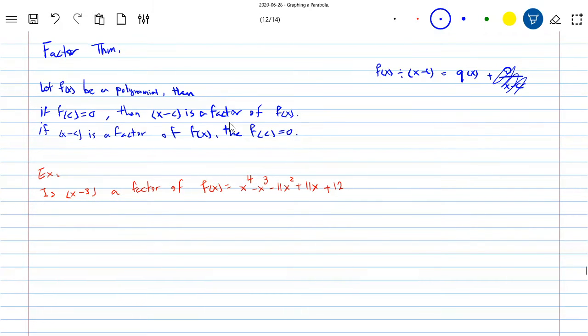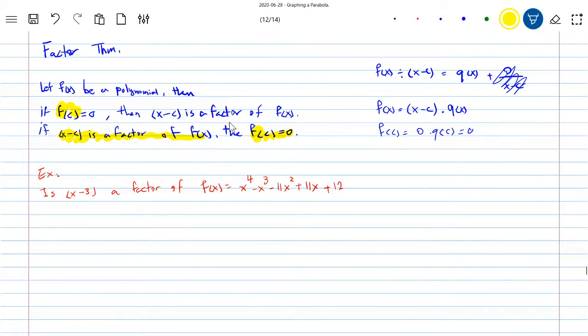So if there is no remainder, you can write the polynomial as a product of x minus c with some other polynomial, q of x. Now if you calculate f of c, it would be c minus c, which is 0, times q of c. Therefore, the result is 0. So if x minus c is a factor of f of x, then f of c must be 0. And the reverse is true as well.